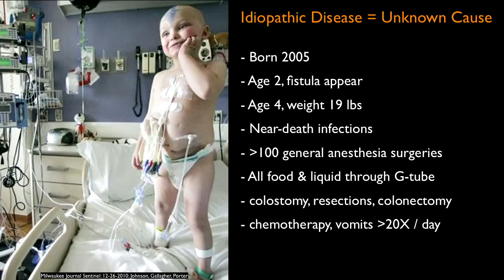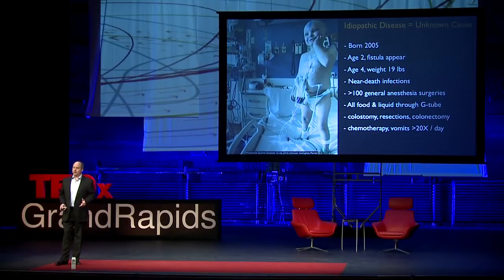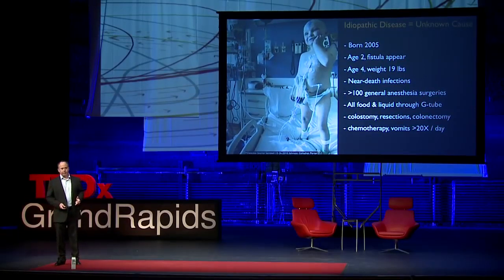He'd gone through more than, I couldn't believe this, but this is true, more than 100 general anesthesia surgical procedures. He'd had his colon resected and then completely removed. They inserted a G-tube, so all food and drink went through a G-tube. And he'd exceeded his lifetime medical benefit of $2 million by the time he was 4.